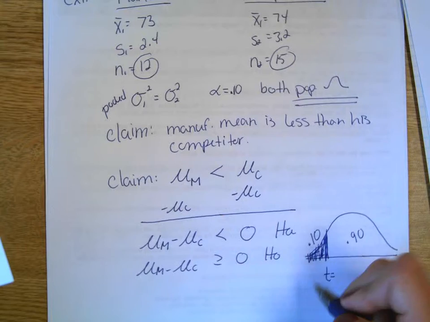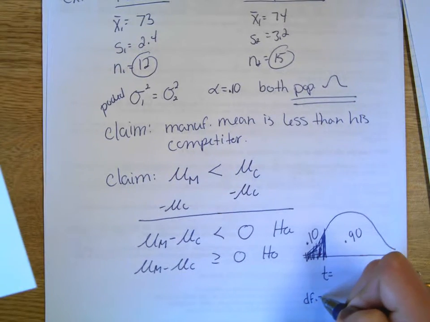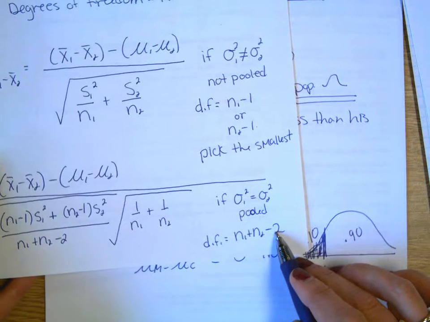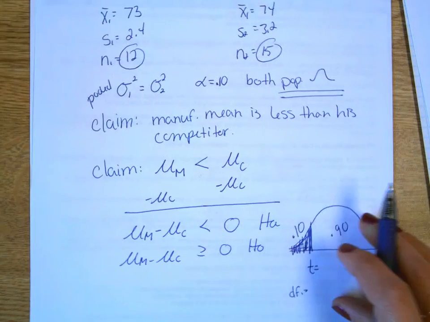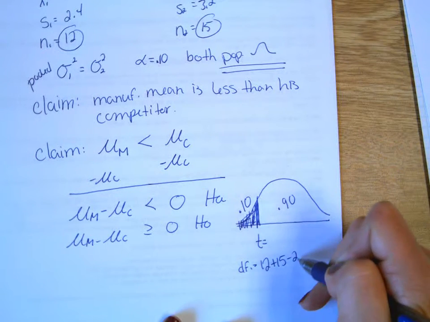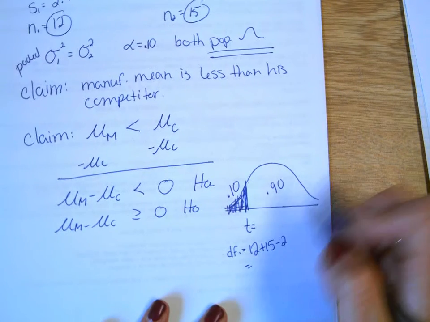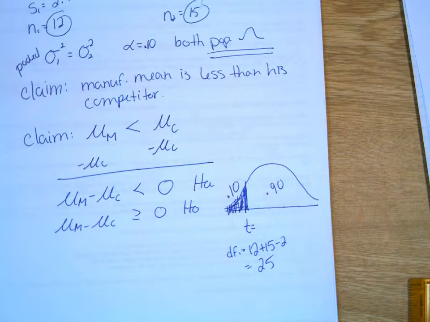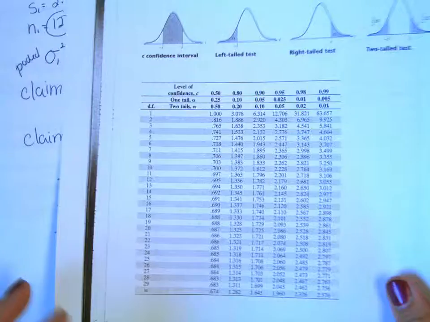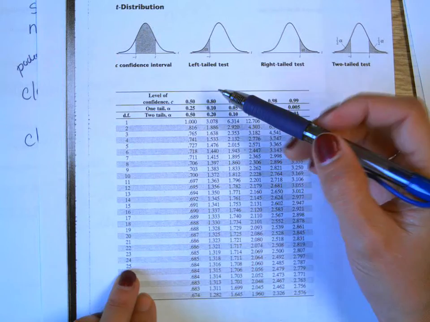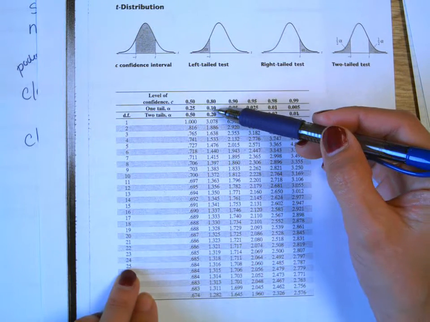So our degrees of freedom, according to pooled, is add the two sample sizes together and subtract 2. So we're going to add 12 and 15 and subtract 2. That gives us 25 degrees of freedom. So now we just use the t-table. Going down to 25 degrees of freedom. We've got a one tail with, what was it, 10%?